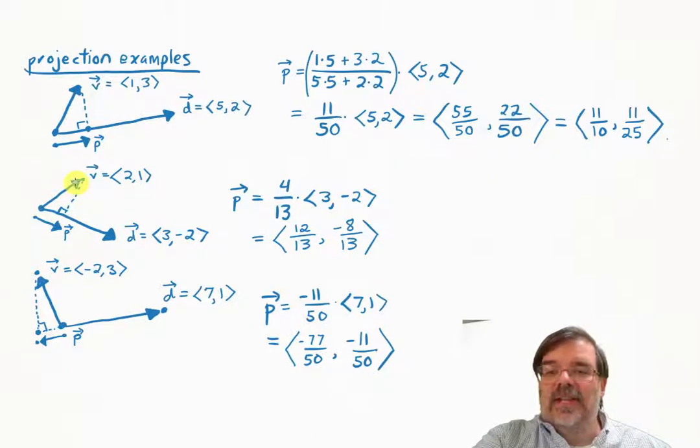As a second example, let's say we have the vector v, that's the vector 2, 1, projected onto the vector d, which is the vector 3, -2. In that case, along the top, we have v dot d.